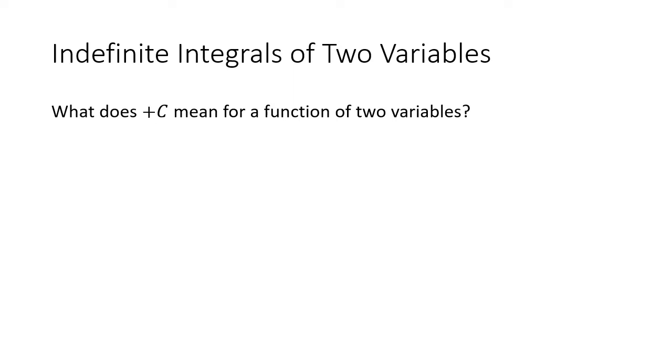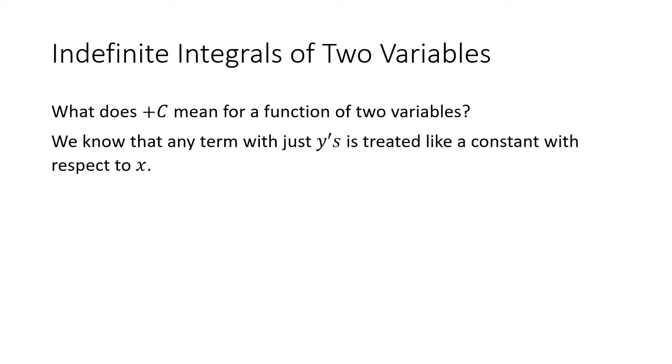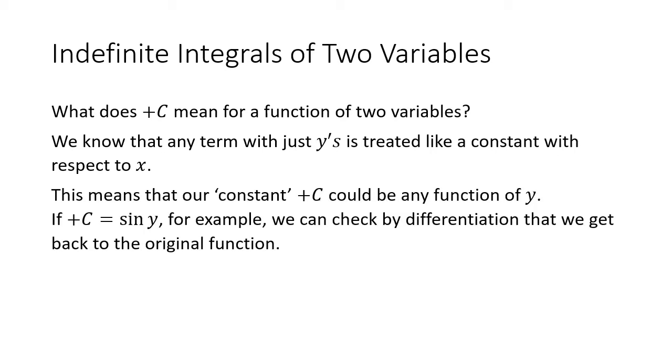But the question is, what does that plus c actually mean for a function of two variables? When we say plus c, that's a constant, right? But I also know that since I did this problem with respect to x, anything that's got a y is treated like a constant. So anything with y's is a constant, just like numbers are constants, if I'm talking with respect to x. So for example, and again, this is just an example, our constant could be any function of y.